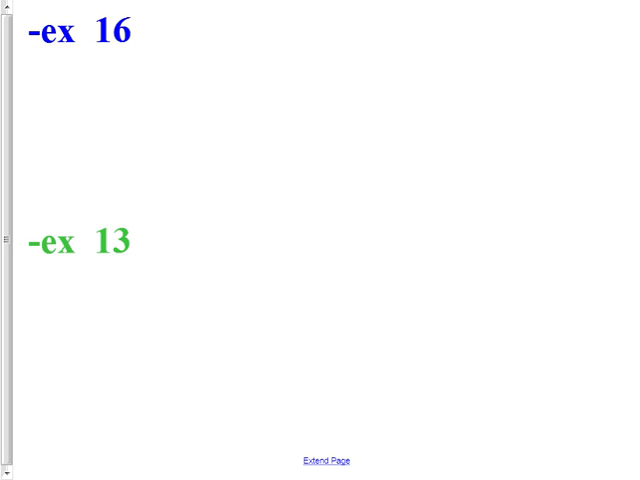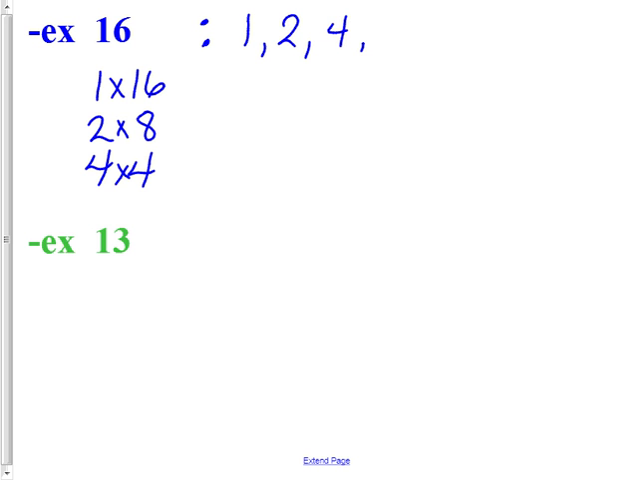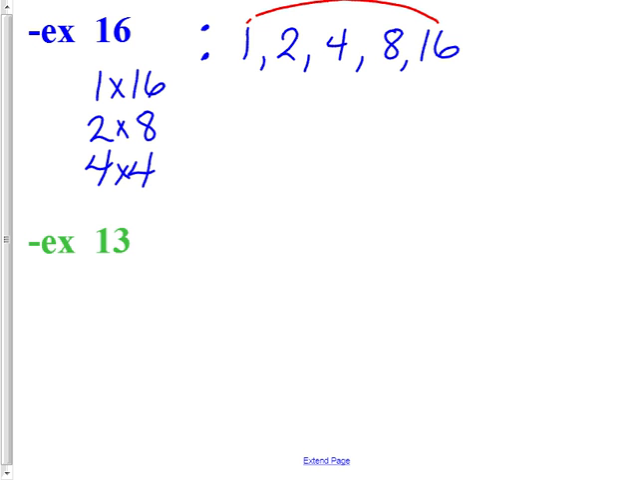Okay, for 16, you should have gotten 1 times 16, 2 times 8, and 4 times 4. So factors of 16 are 1, 2, 4, 8, and 16. Notice if I used a rainbow method to check that, I would say 1 times 16, 2 times 8, and 4, again, is in the middle by itself. And the reason it's in the middle is because it's a perfect square.